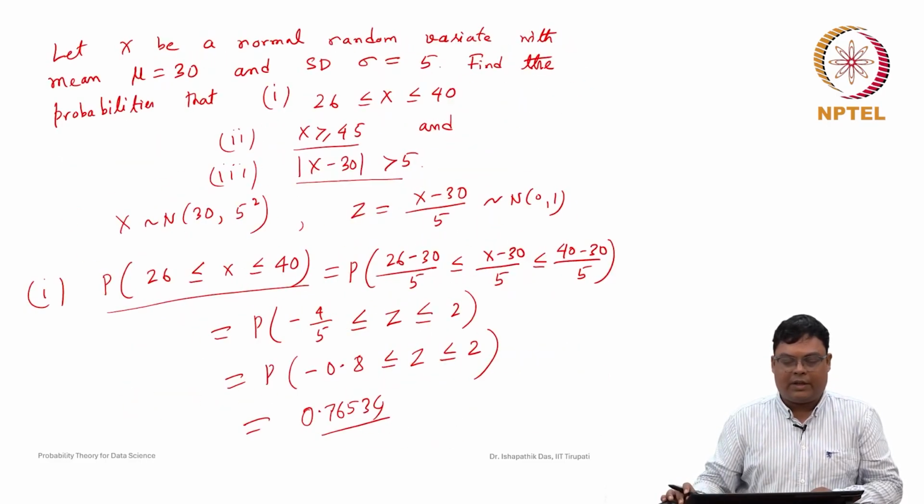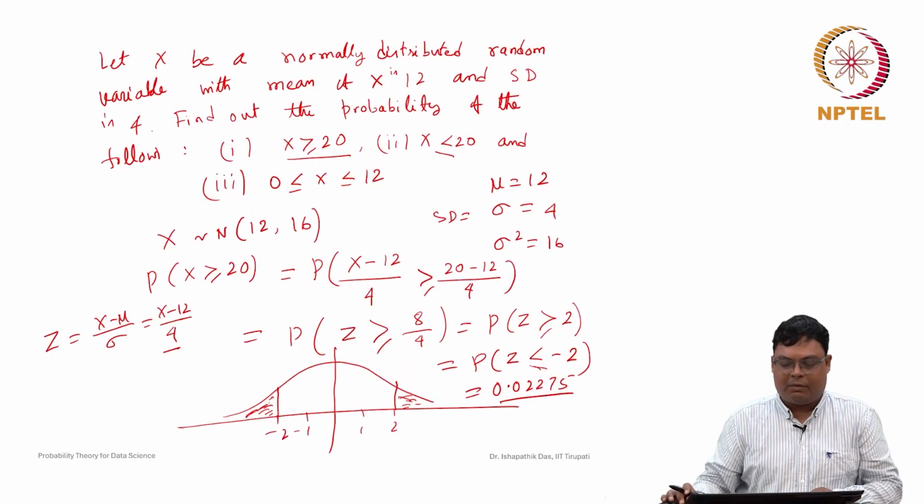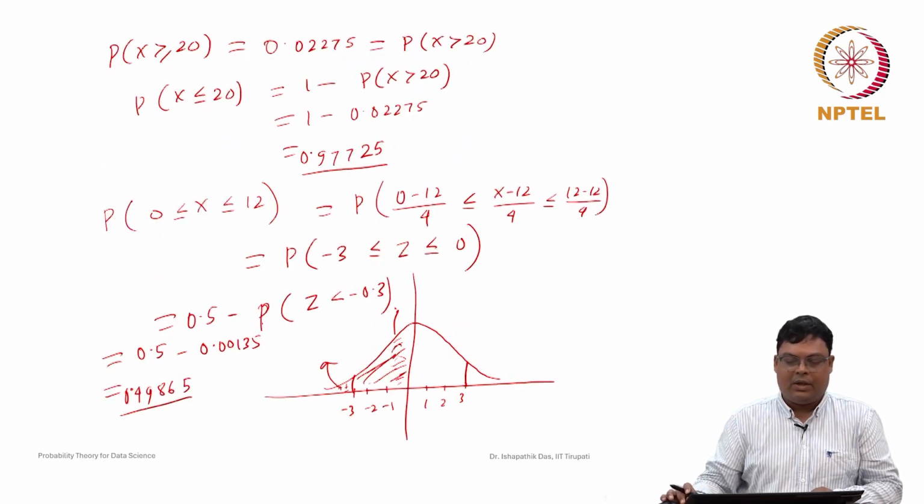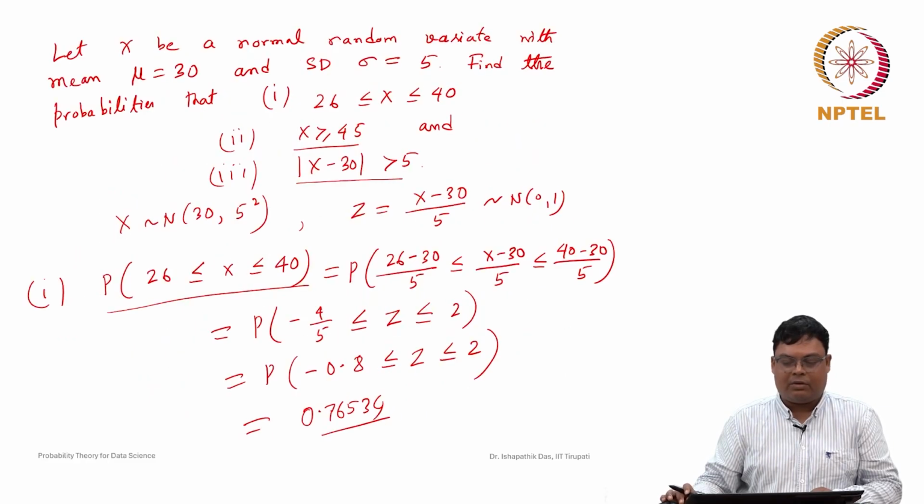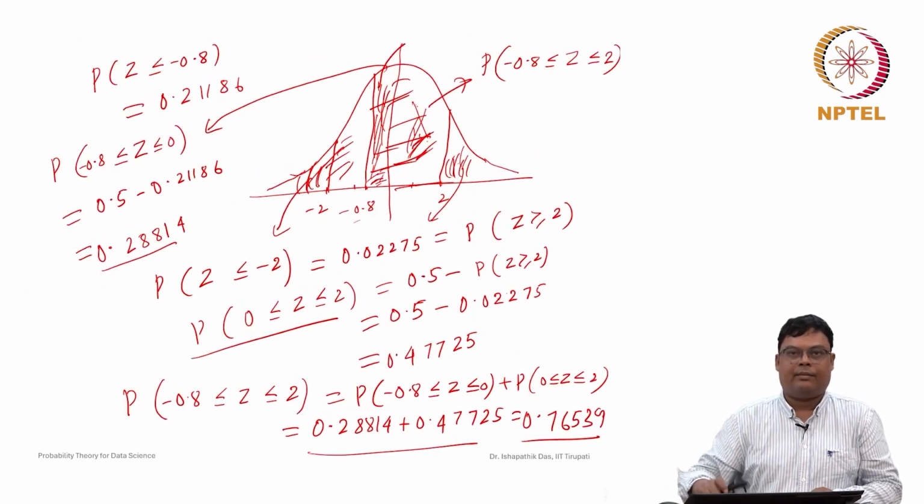So, we just discussed an example. It is a very similar type of example, but we have learned how to compute these probabilities using the normal distribution with any mean and variance. We can discuss some more examples also. Let us discuss another numerical example.